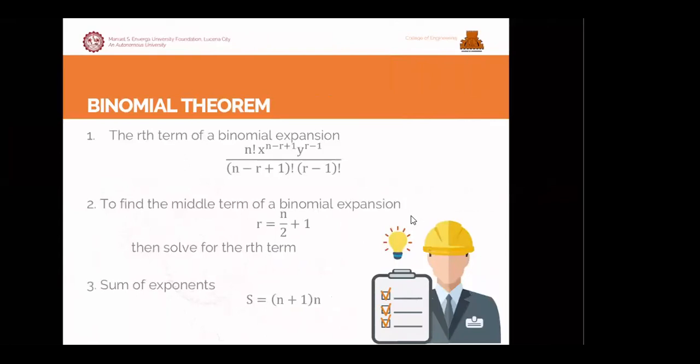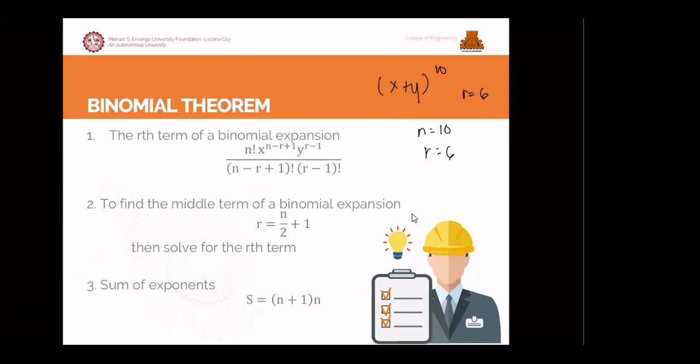So, ito yung other sa binomial theorem. Para malaman daw natin yung r-th term ng binomial theorem, we can use the following formula. So, n factorial x raised to n minus r plus 1 times y raised to r minus 1 all over n minus r plus 1 and r minus 1. So, yung r is kung anong pang ilang term yung hinahanap, and then yung n is kung saan naka-raise yung mismo expansion natin. So, halimbawa, x plus y raised to 10. And then pinapahanap sa atin yung 6th term. Okay? So ang n natin dito will be 10, ang r natin will be 6. And then we just substitute that dun sa given formula.